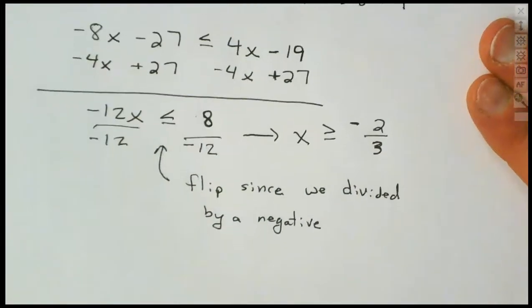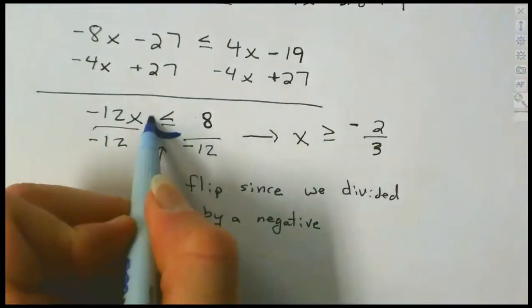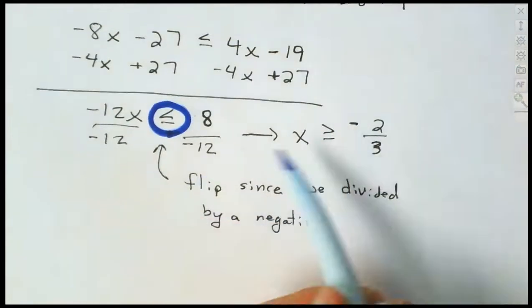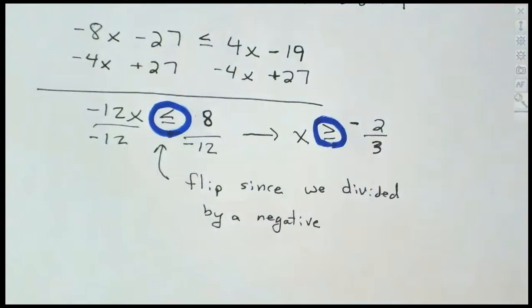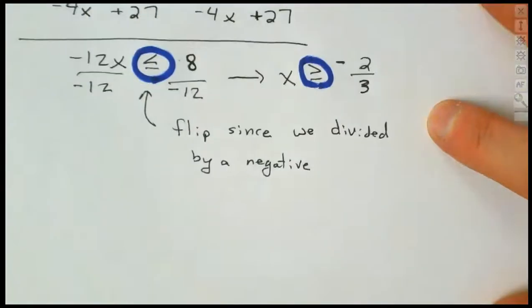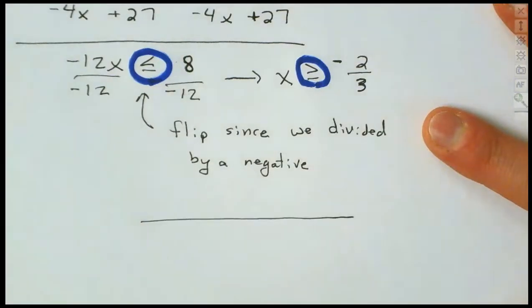We did flip our inequality symbol, right? So make sure you notice that. We flipped that symbol. Notice how this got flipped. What does that now look like on the number line? x is on the left, which it should be. You always want to make sure it's on the left.